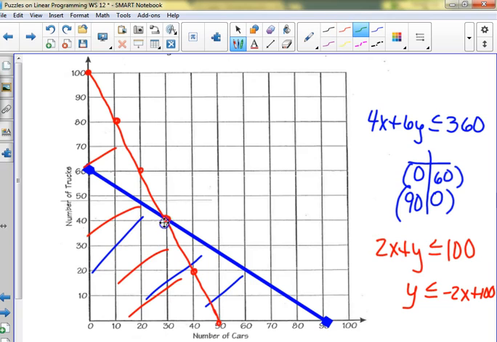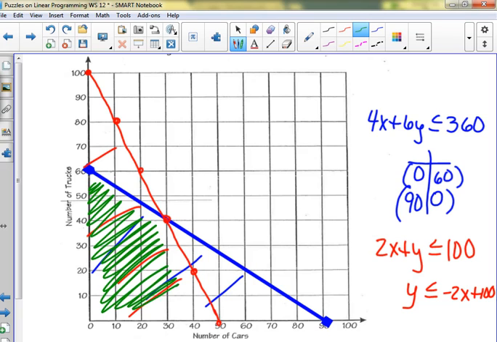Okay, so the feasible region, do you remember that vocabulary? It is all of the area in here. We can make any set of tires, or any set of cars and trucks we want, as long as it fits in this region. We could make 20 of each. Okay, we could make 10 of each.